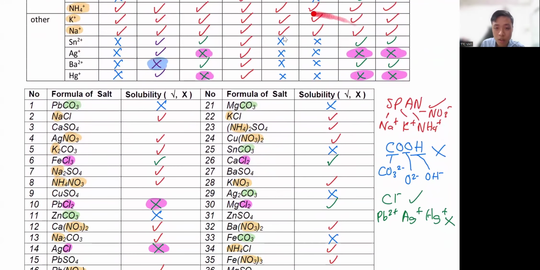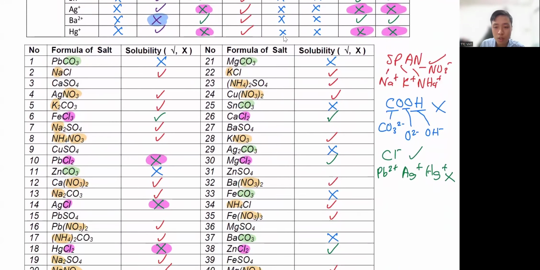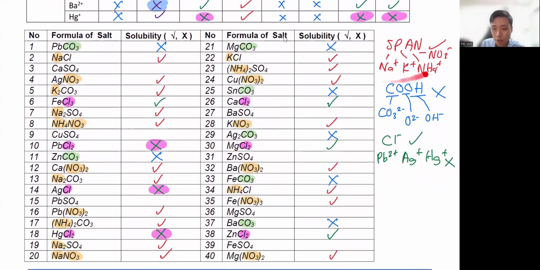This is level 1, this is level 2. So for the solubility rules again, I find out everything. For example, I highlighted all the brown color ones: Na, NO3, all these I highlighted brown color. All are soluble. You have to tick everything.